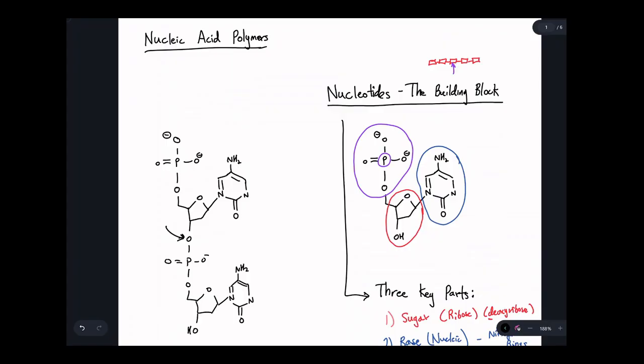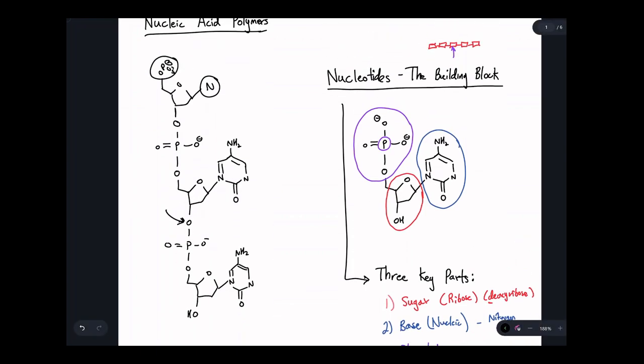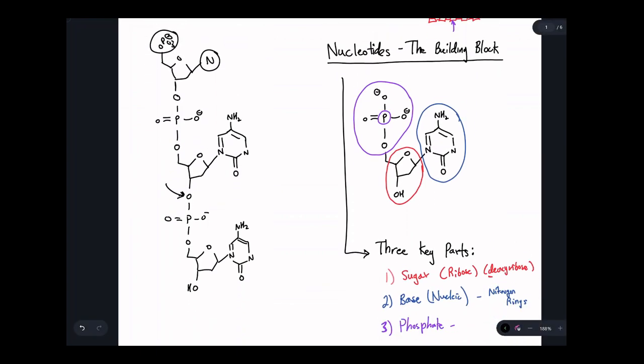The same can be done up here, where the phosphorus, instead of being connected to nothing, is now connected to the oxygen of another sugar. So we once again have another sugar, connected to its nucleic base that I'm too lazy to draw, and another phosphorus that I'm too lazy to draw. But you get the idea. We can make long chains, polymers, of these nucleic acids, branching off at this point and at this point.